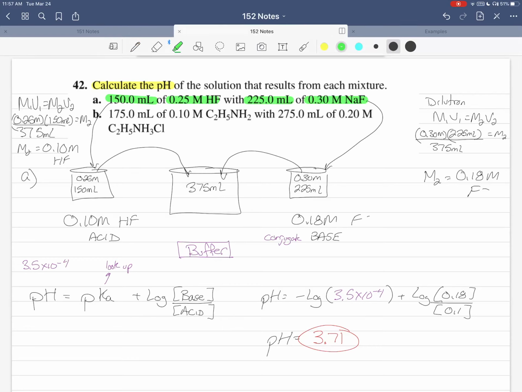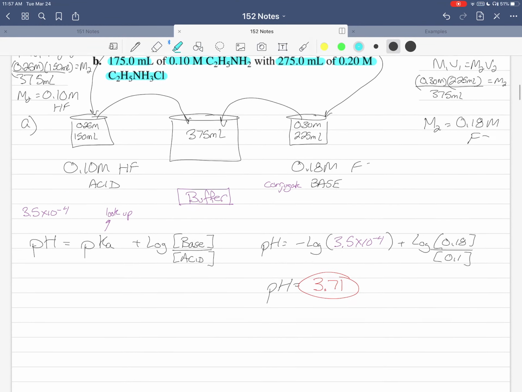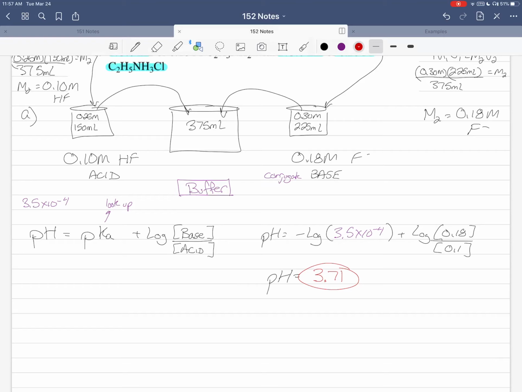Part B of 42. We have 175 milliliters, 0.1 molar, of C2H5NH2, ethylamine, with 275 milliliters, 0.2 molar, of C2H5NH3Cl. Okay, well, it's going to be very similar with B as it was with A.